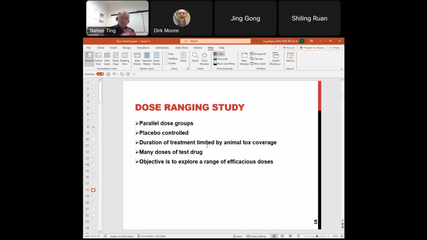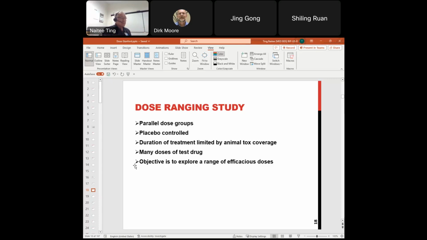So phase 2 is usually short term. You have 2 weeks, 4 weeks, 8 weeks, 12 weeks. The longest phase 2 is half a year. So in my experience, from a chronic disease point of view, 4 to 12 weeks is long enough. Could be long enough for a phase 2 decision. All right. Many doses of test drug. So what would be a typical dose ranging trial? High dose, medium dose, low dose plus placebo.